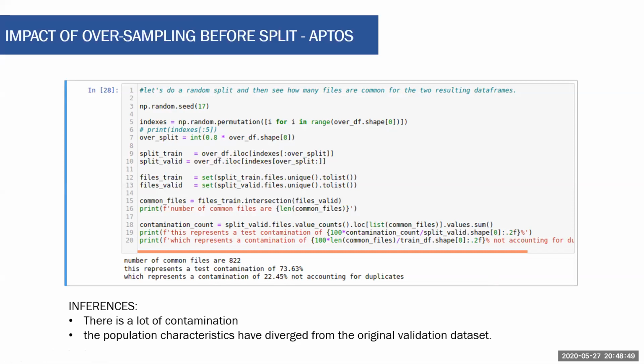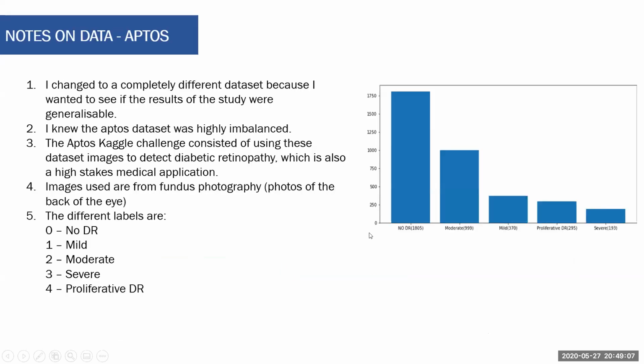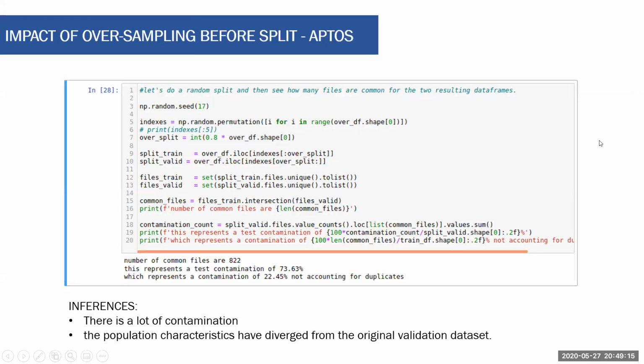You should not be using a data set like this for validation, because it doesn't make sense, right? You are basically just showing it the same images and asking it what it thinks of the data. And also the population characteristics have diverged. It would no longer be in this form. Everything would be the same level as no DR if you apply oversampling before splitting. So your characteristics have changed.